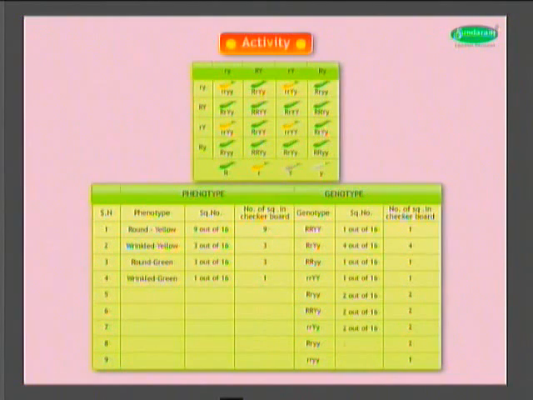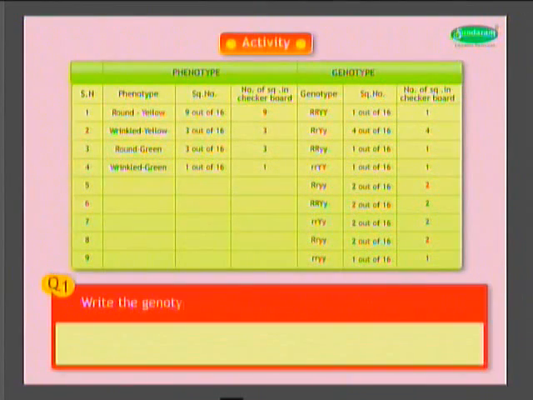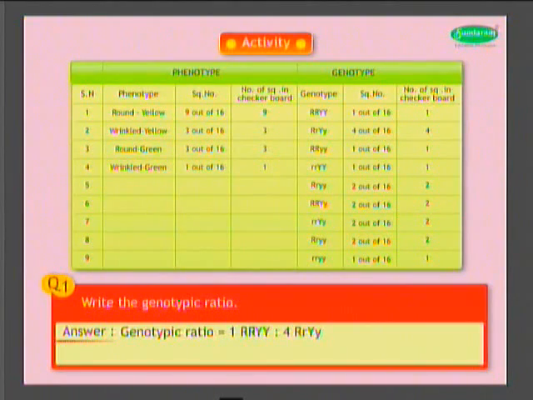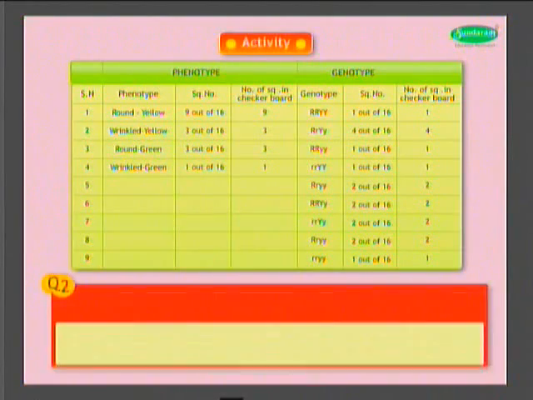Allot numbers to the squares. The completed table is as shown on the screen. Write the genotypic ratio. Answer. Genotypic ratio is equal to 1 RRYY is to 4 RRYY is to 1 RRYY is to 1 RRYY is to 2 RRYY is to 2 RRYY is to 2 RRYY is to 2 RRYY is to 1 RRYY.